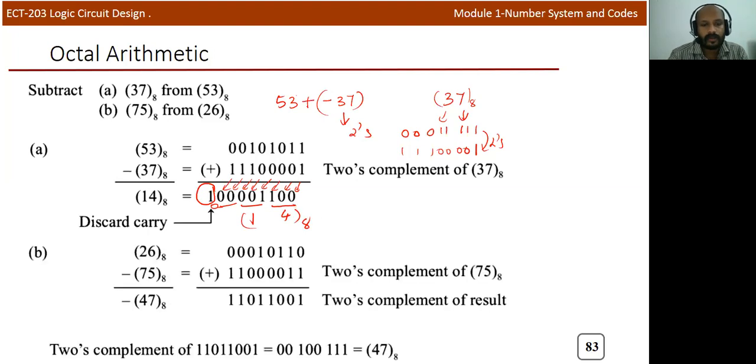Now we'll consider another question. Here it is 26 minus 78. Okay. So 26 minus 75 in base 8. So instead of that, you can write 26 in base 8 plus minus 75 in base 8. So instead of this 75 to 26, we'll write directly. This is a binary sequence 2 6.